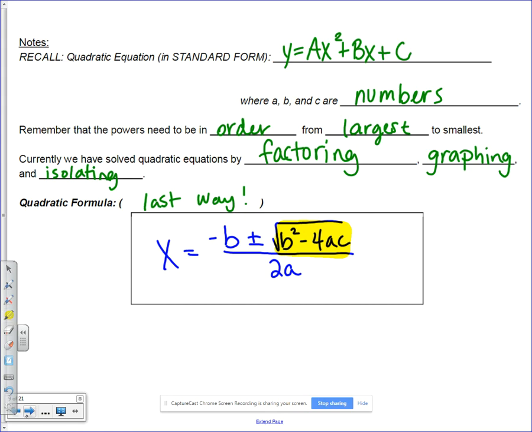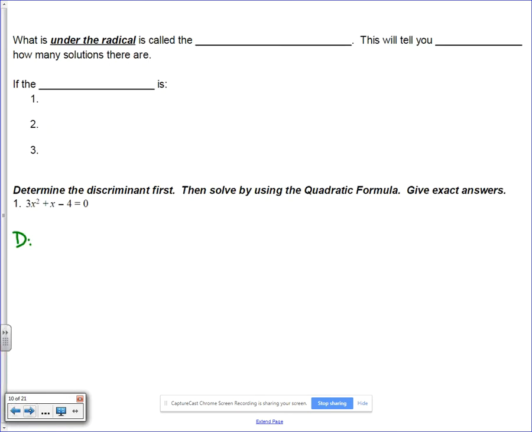The what? It starts with a what? A D. Not discrimination. That's social studies class, right? It's close though. No. You're still thinking social studies class. Discriminant. Under the radical is called the discriminant.